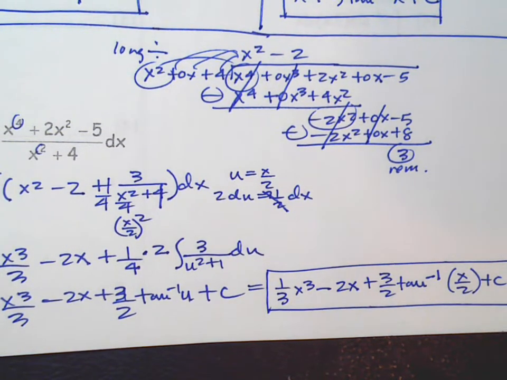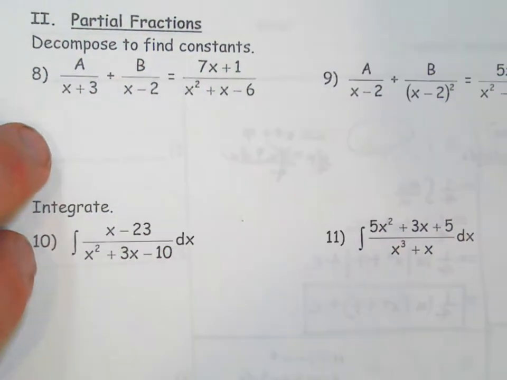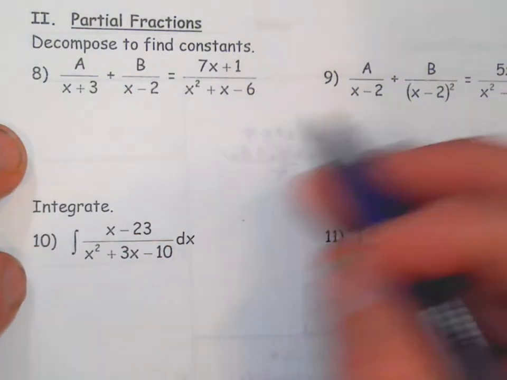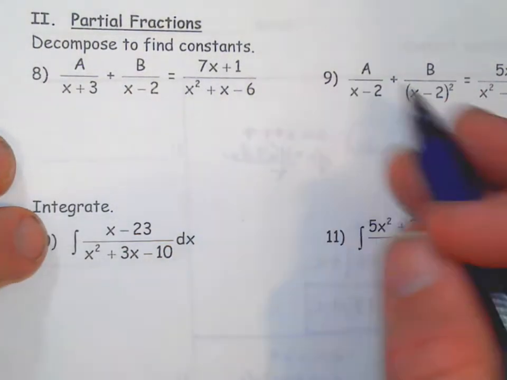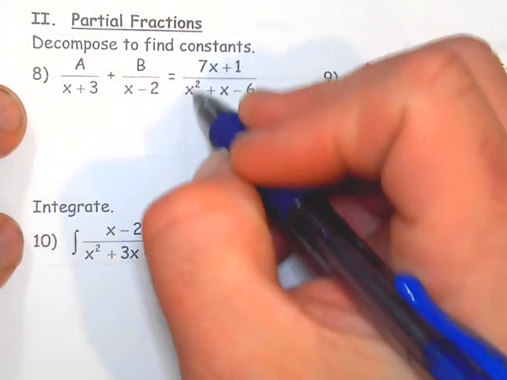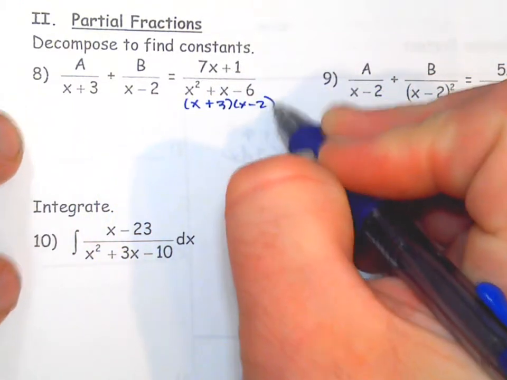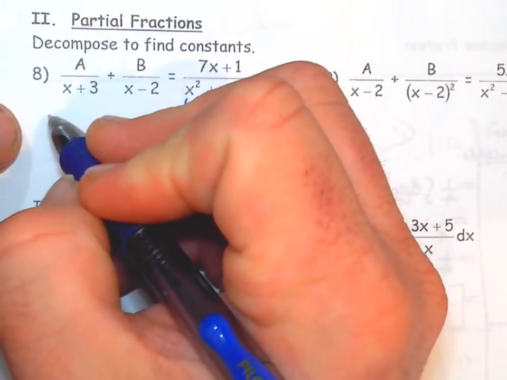Okay, next page. So partial fractions, these first two are just the algebra steps of it, no calculus. And they're kind of done for you. x plus 3, x minus 2. So multiply 3 by the least common denominator.